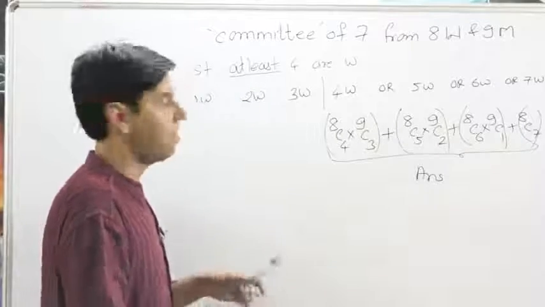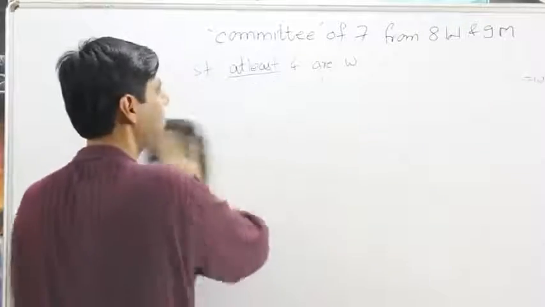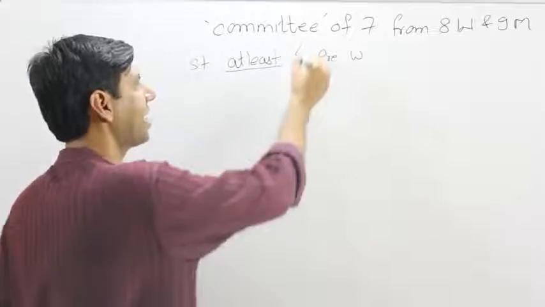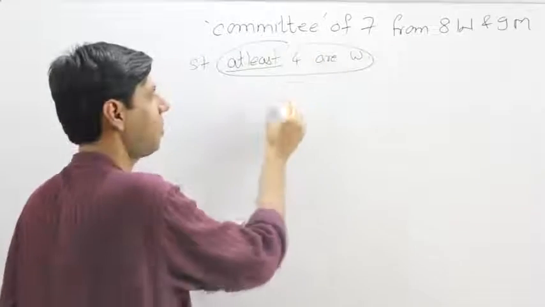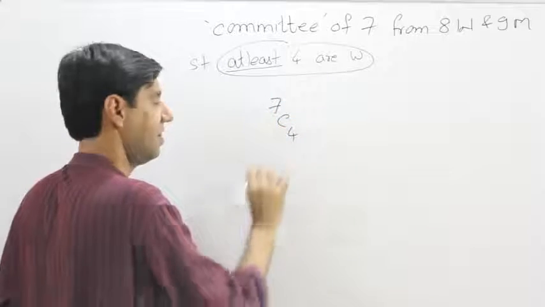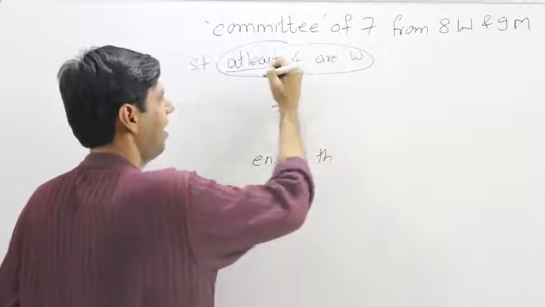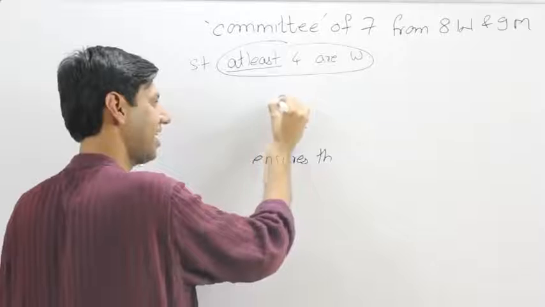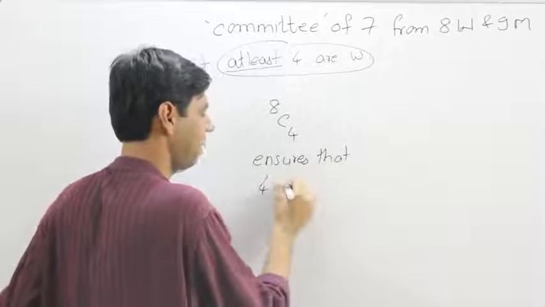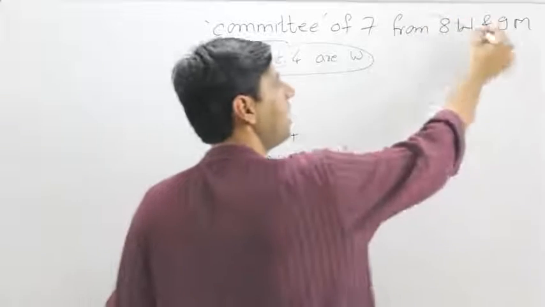A classic way that some intelligent or a very curious student could do is, at least 4 are women. So out of 9 women, let me select 4 women. This ensures that 4 are women. Having done this, the 4 women have gone.